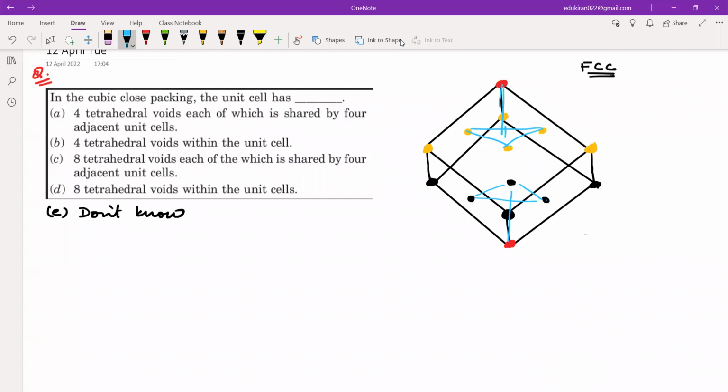Okay, so similarly here you can see that there are 8 corners, right? And each corner will be making a tetrahedral void, and that is why there are 8 tetrahedral voids within the unit cell. Got this? Yes or no? Please tell me. Yes. What about others? Guys? Yes, sir. Understood, na?